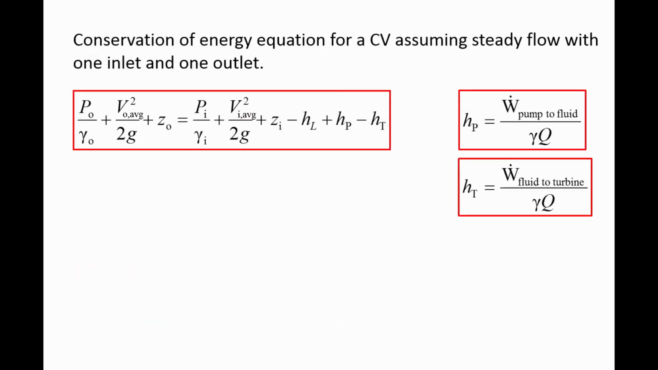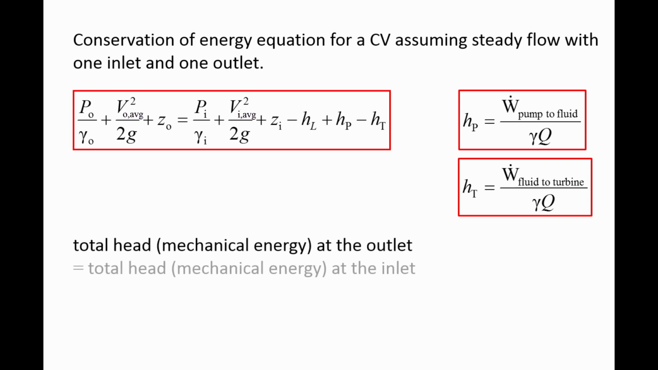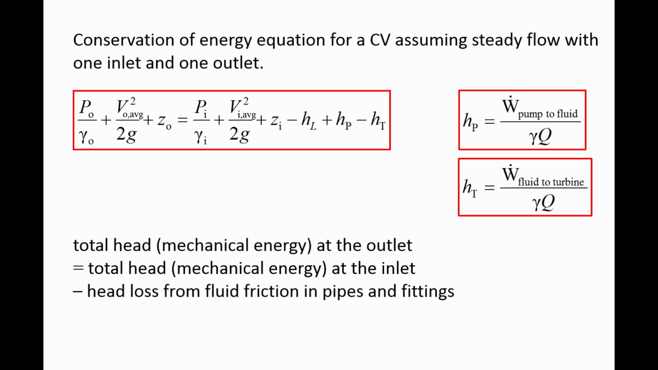We now have an equation for the conservation of energy for a control volume that is more useful for fluid mechanics applications. The equation is valid for steady flows with one inlet and one outlet. This equation states that the total head at the outlet is equal to the total head at the inlet minus the head loss from fluid friction in pipes and fittings, plus the head added by pumps, minus the head removed by turbines.